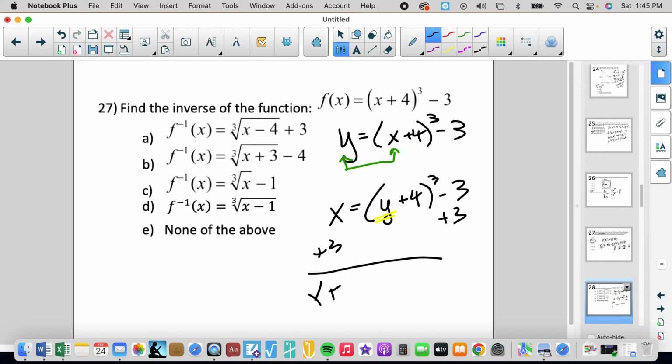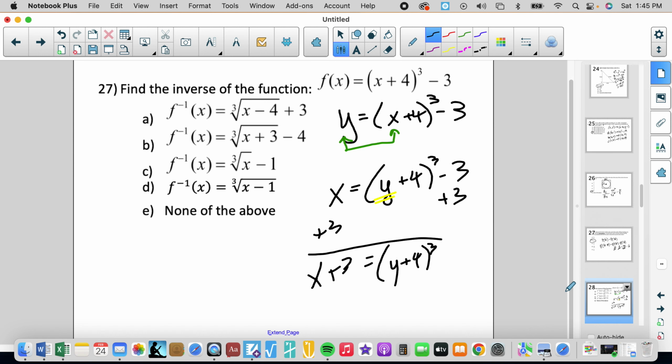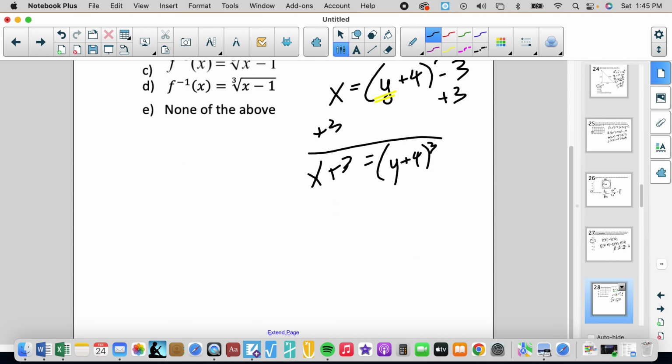We get x plus 3 equals the quantity y plus 4, cubed. We can't get into the y yet because it's being cubed. And guess who's here? Yes, Chewie. Chewbacca's here, so we can't get to that y without getting rid of the cube. So we're going to take the cube root of each side. So that gives us the cube root of x plus 3 equals y plus 4.